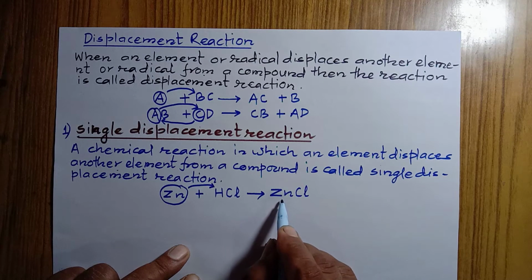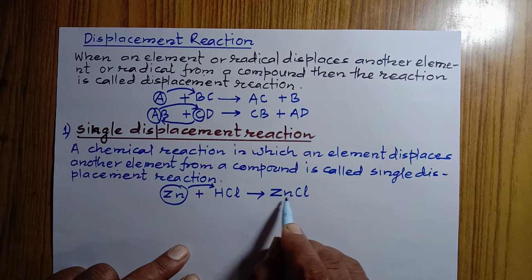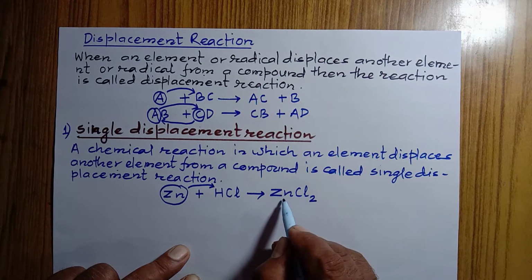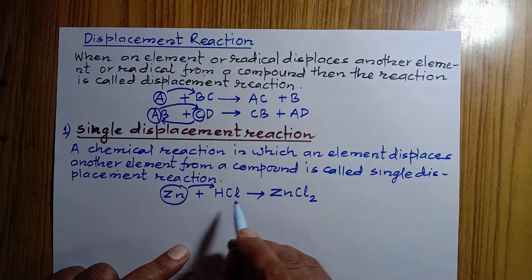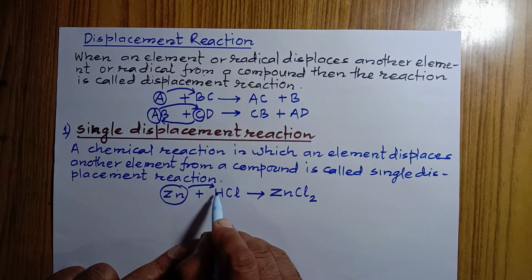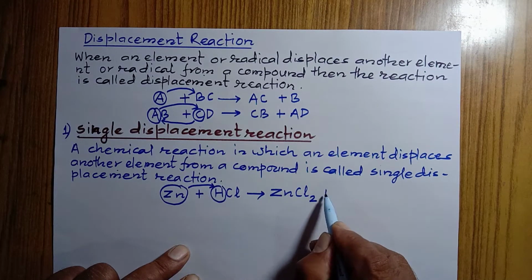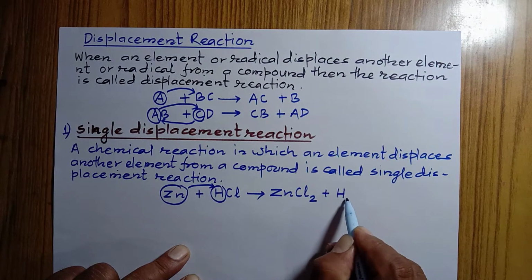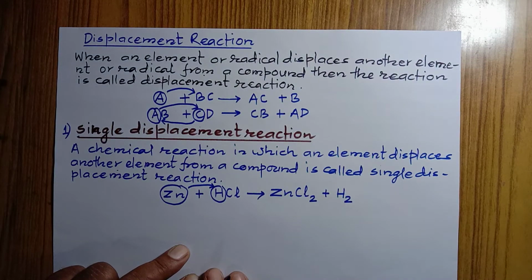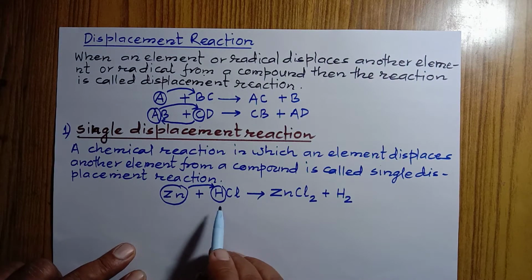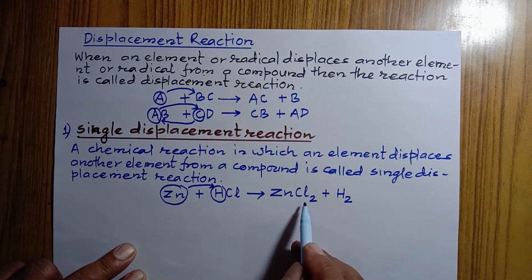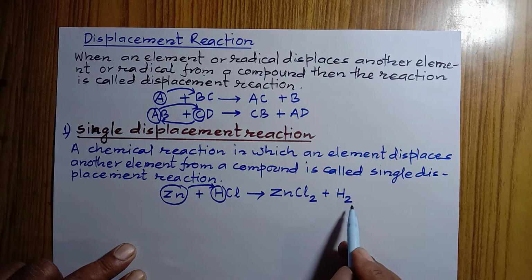Here valency of zinc is 2, chlorine is 1. That's why we have to transfer the valency of zinc to the chlorine. So 1 is useless to transfer here because zinc itself is 1. But hydrogen, which is displaced from this compound, when it becomes free, is a diatomic element. That's why we have to write H2. What happened? Zinc, when it reacts with hydrochloric acid, zinc chloride forms along with hydrogen gas. This is single displacement reaction.